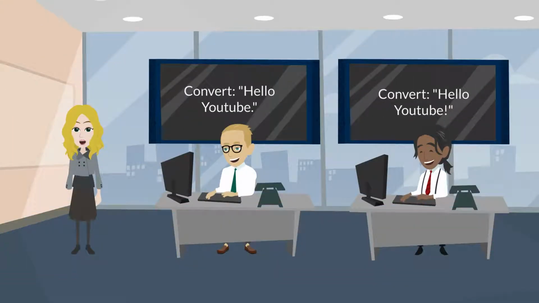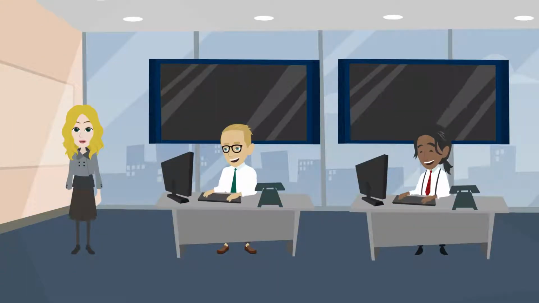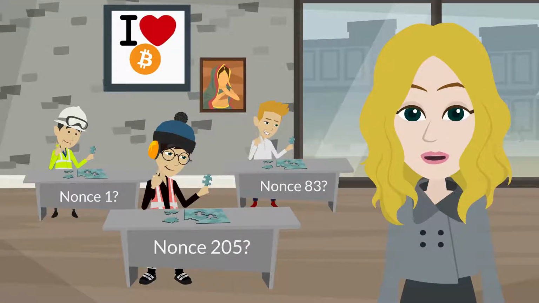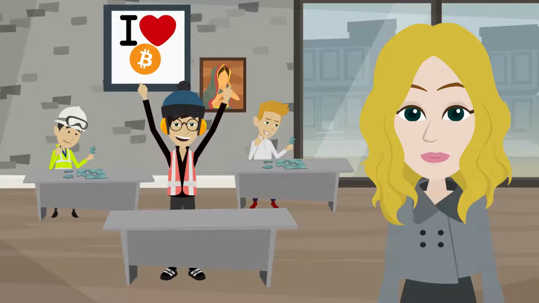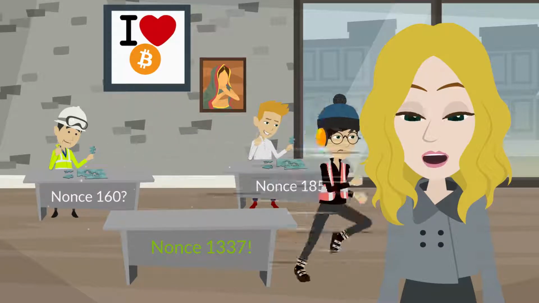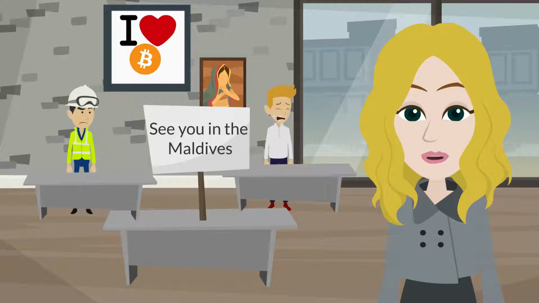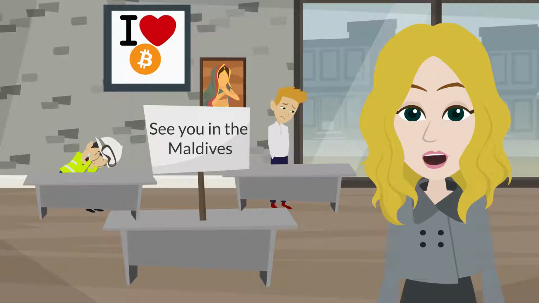Remember how a tiny difference in input can change the output hash completely? Miners will keep changing the nonce until the hash of the block header starts with the necessary number of zeros. The first miner to create a valid hash can add their block to the chain and receive the reward. Other miners will discard their candidate blocks and the race for the next block is on.